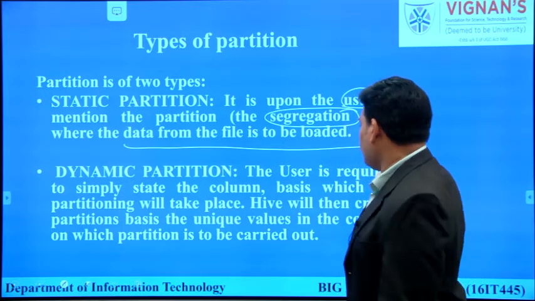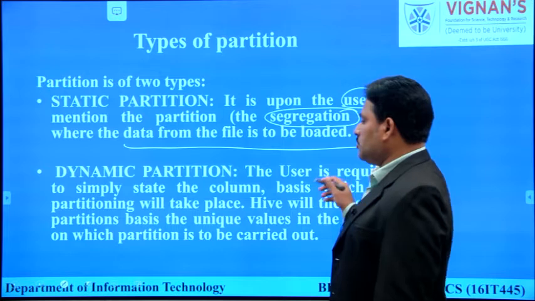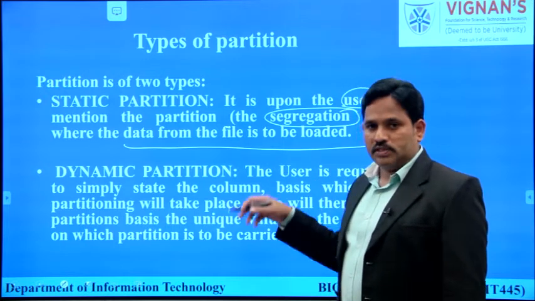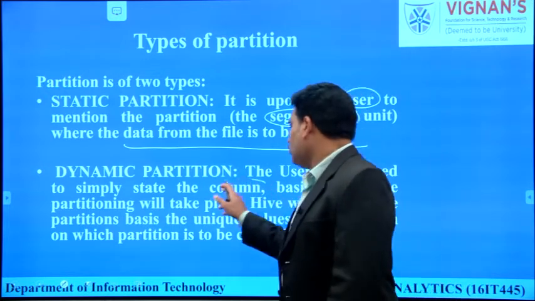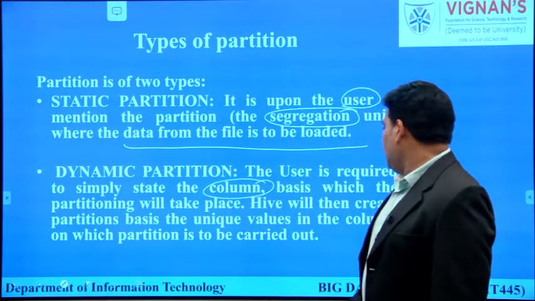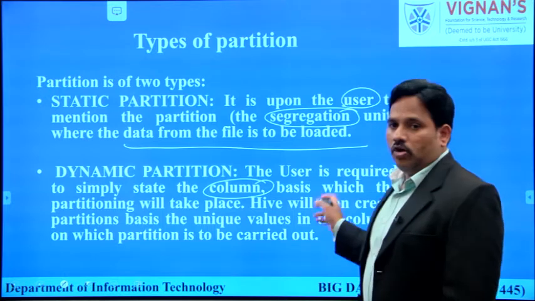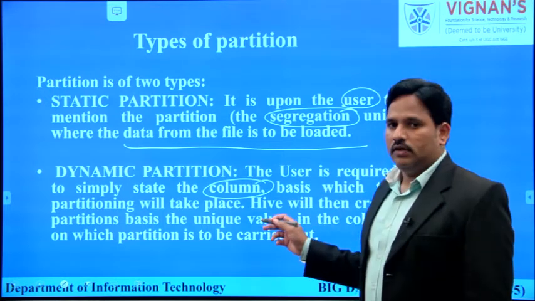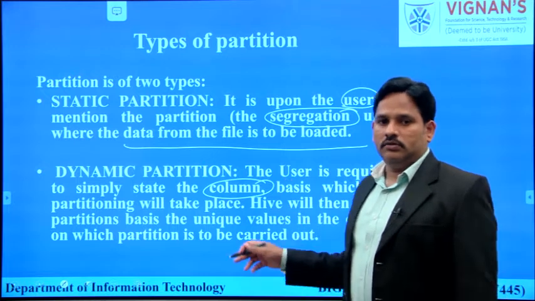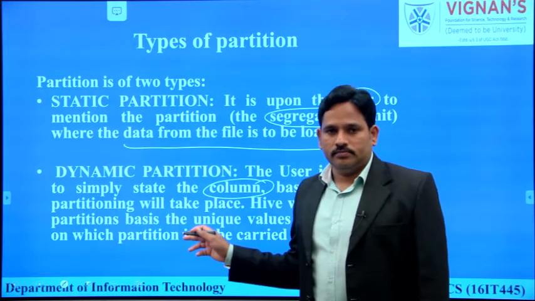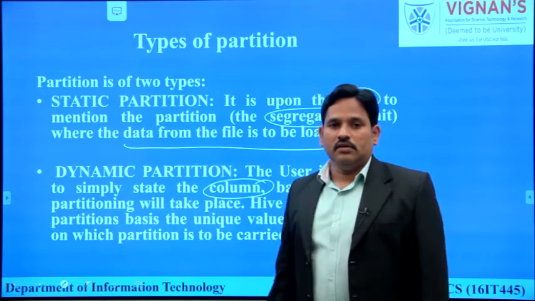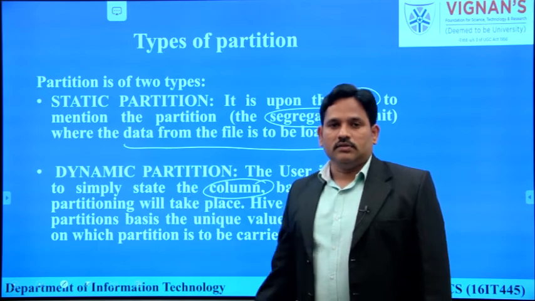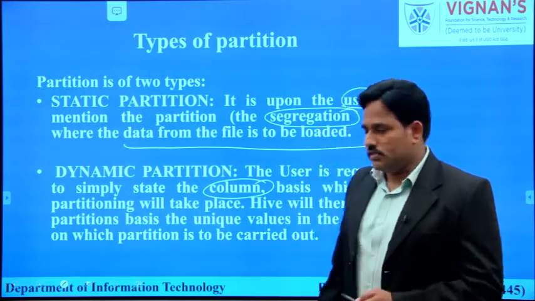When it comes to dynamic partition, the user is simply required to specify only the column. That means what is the column location we want to access the data, that only has to be specified. Here no need to mention the size of the partitioning, whereas in static the user has to specify the static partitioning size.